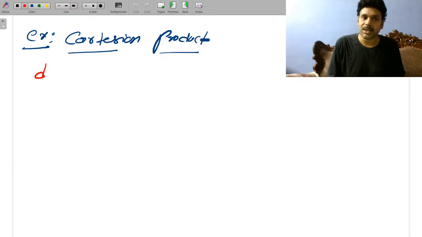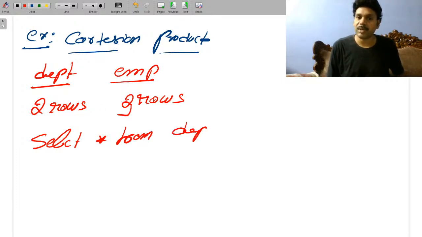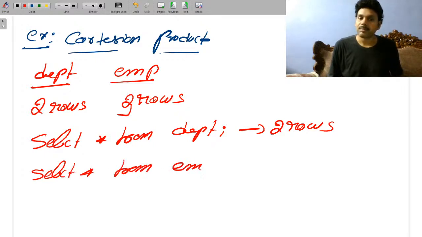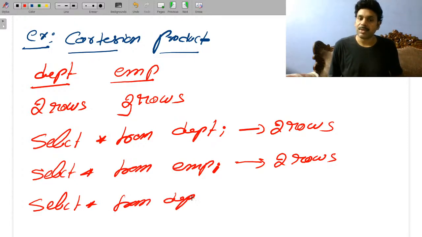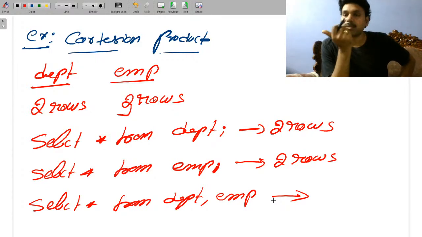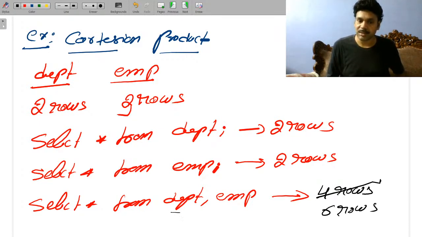So Cartesian product, now I am asking you: department and employee, which has 2 rows and which has 2 rows. Let me give 3 rows. If I ask select star from department, you will get 3 rows. If I am asking select star from EMP, you will get 2 rows. Select star from department comma EMP, how many rows? Is it 4 rows? Is it going to give you combined data of department and employee? Our answer is no. Your answer is 6 rows. That means this is your Cartesian product.